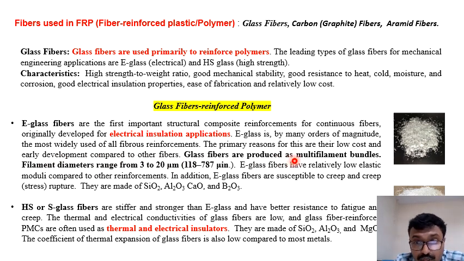Glass fibers are produced as multi-filament bundles, with filament diameter ranging from 3 to 20 micrometers. H-glass or S-glass are stiffer and stronger than E-glass and have better resistance compared to E-glass.